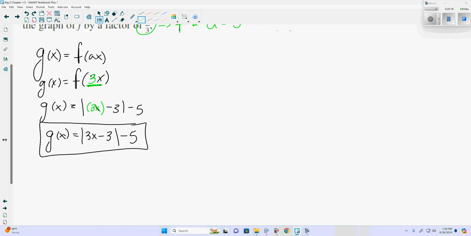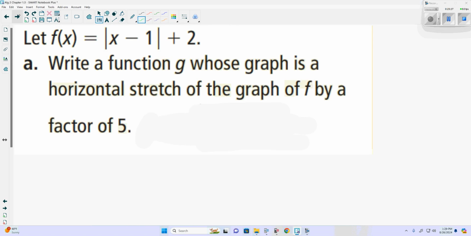Questions on this here? Are you ready for the next one? Write a function g whose graph is a horizontal stretch of the graph of f by a factor of 5.